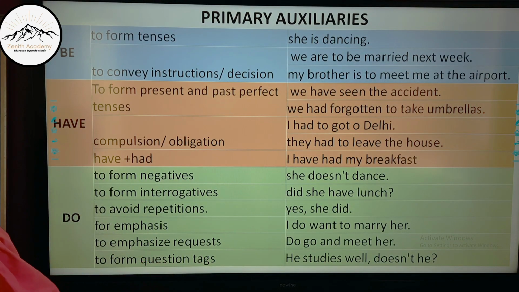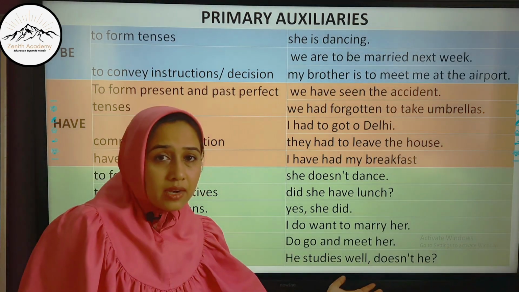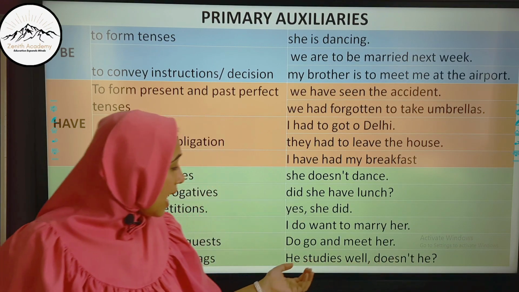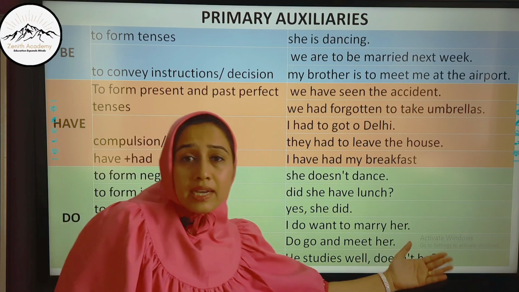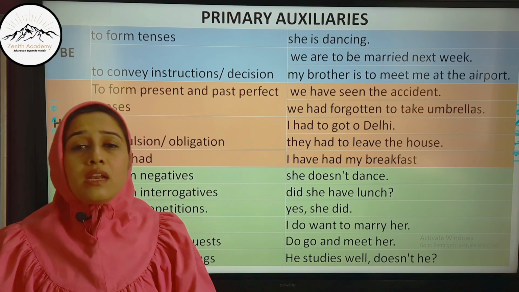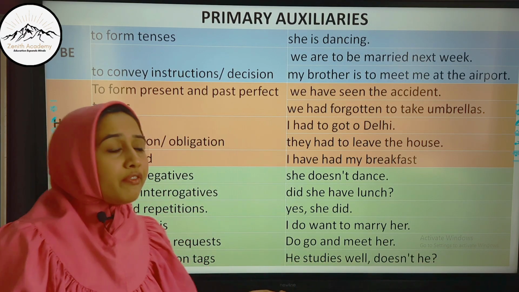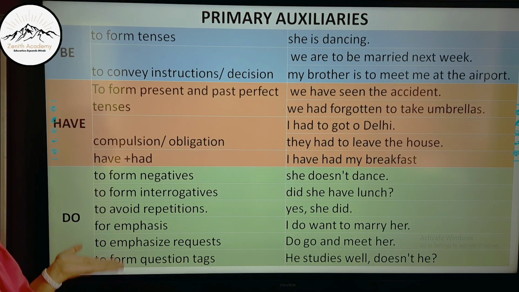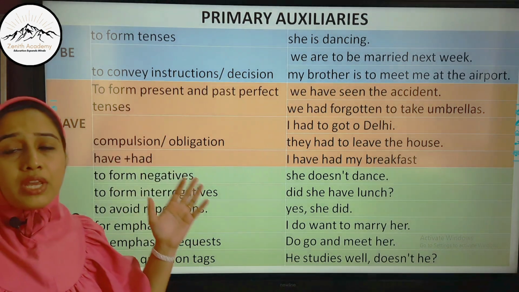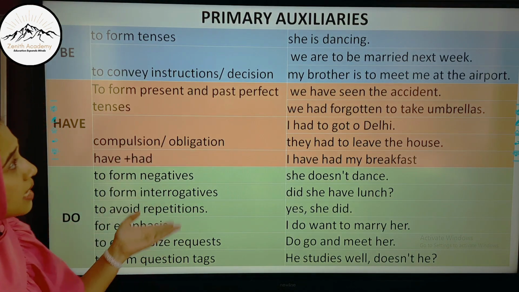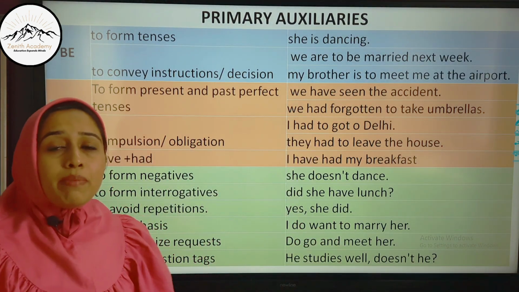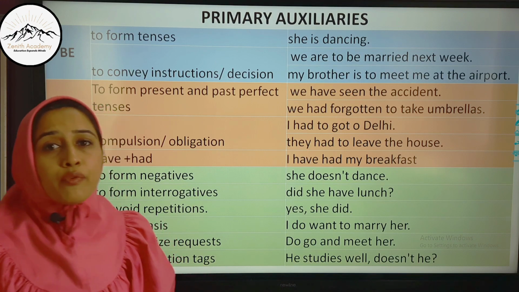To form question tags. He studies well, doesn't he? I had my lunch. I did my homework, didn't I? So such question tags are made by using the different forms of the word do. So these are the three primary auxiliaries with different forms, their functions and their examples. Please take a screenshot for quick review.